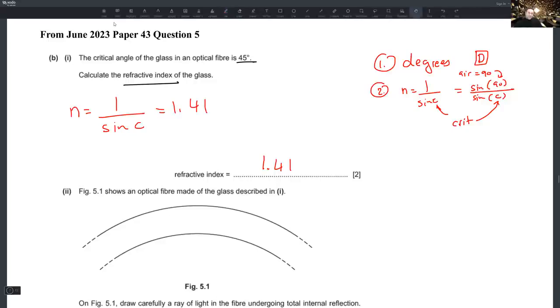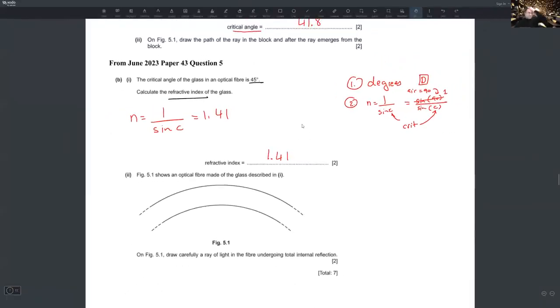According to your math, sine 90 is 1. This rule is actually sine 90 over sine c, but we just change sine 90, substitute sine 90 with 1, and you're done. Next.